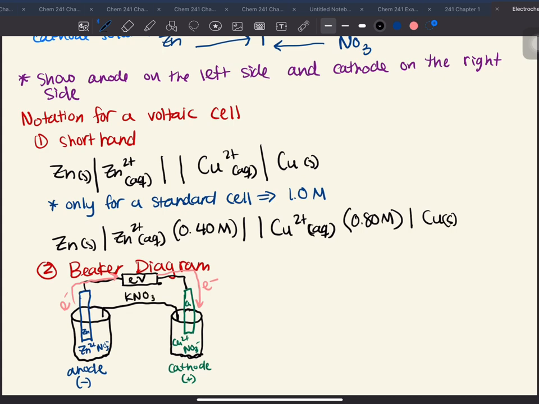So when you draw your beaker diagram, you need to show both of your electrodes. Right here we have our anode and our cathode. Our anode is always given first. You need to draw your anodes and cathodes and then label them as well. Finally, you need to put your anions and cations in the solution. Show your flow of electrons going from the anode to the cathode. Show your external electron voltmeter, and finally your salt bridge.